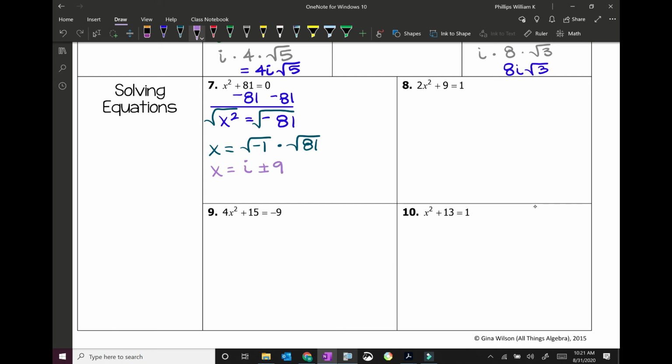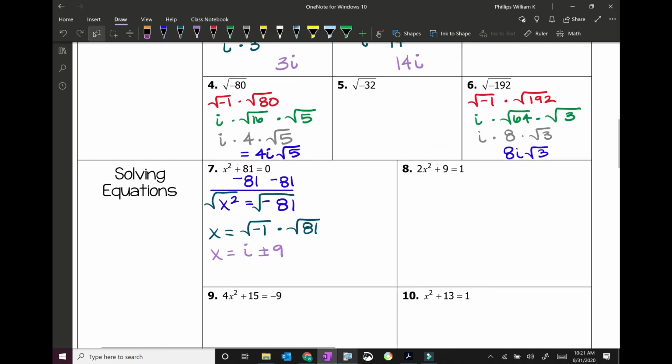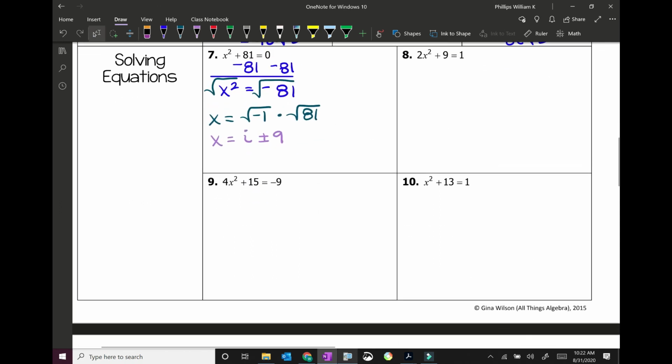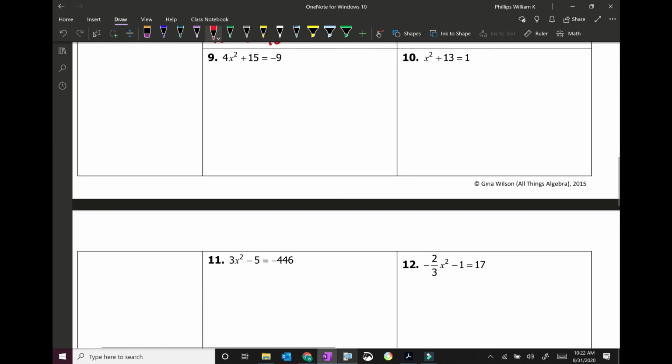Now here, the plus or minus comes in because we have an equation. Up here, we didn't have to worry about it. We were only concerned with the principal root because this was an expression. But when you have an equation, you have to take into account both. So this is going to be plus or minus 9. So my solution here is going to be plus or minus 9i. So this works with all four. I'll do number 9 with you.